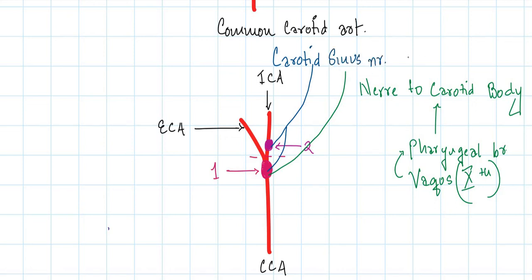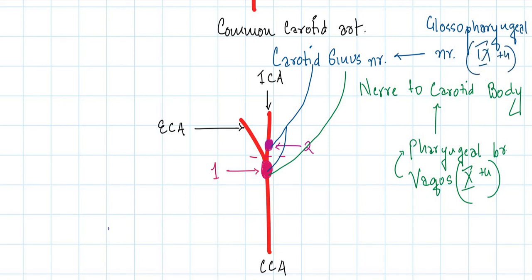And the carotid sinus nerve is coming out from the glossopharyngeal nerve. So the glossopharyngeal is the 9th cranial nerve.